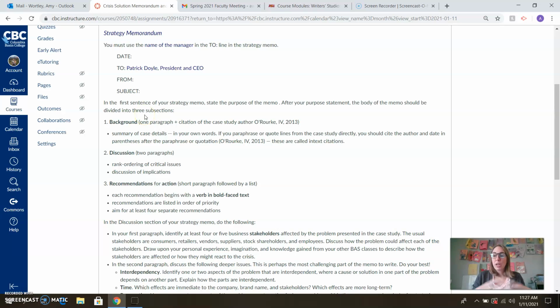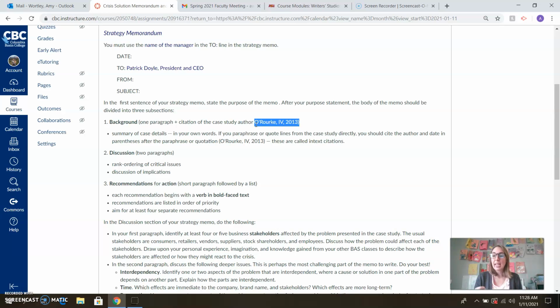And then you're going to be constructing this memo. Memos are clear and concise forms of business writing, so you want to get the most information out there in the most effective way. So we want to give some background. This is about one paragraph. We do want to include a citation for O'Rourke. You can use this in-text citation format because this is the source of the case study we're working with.